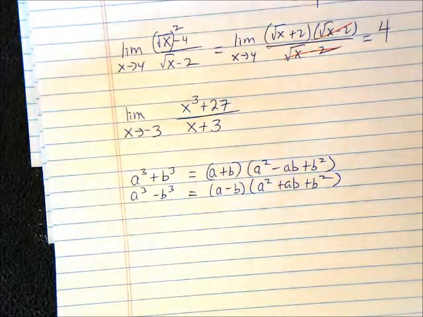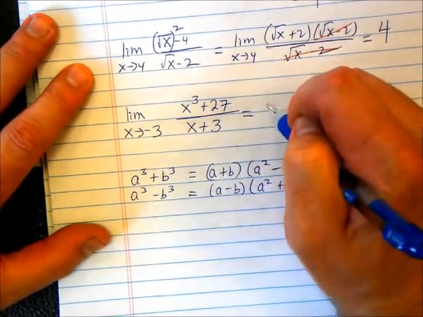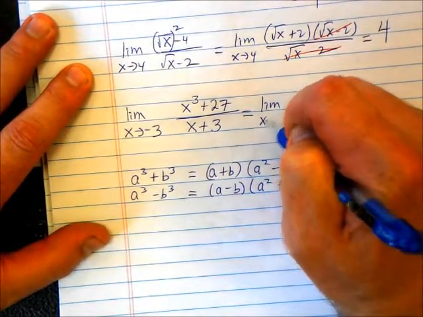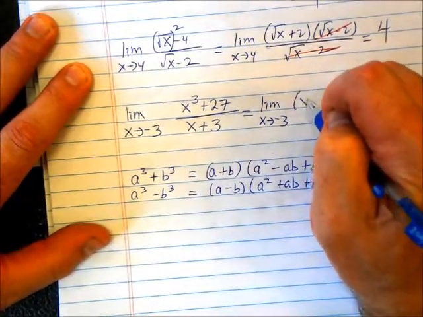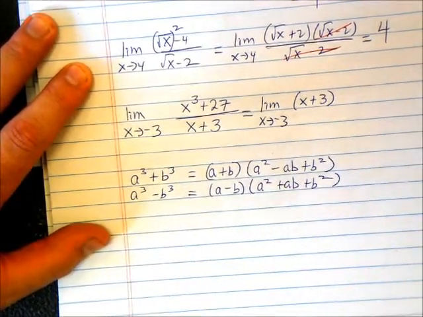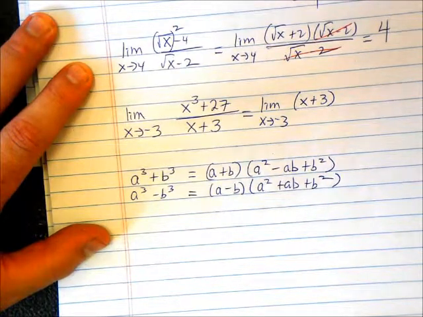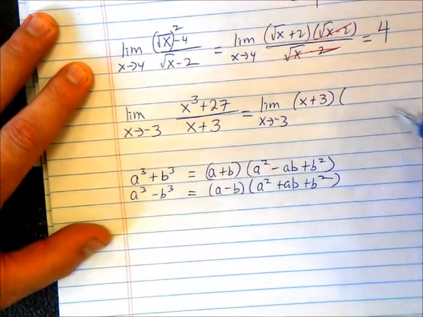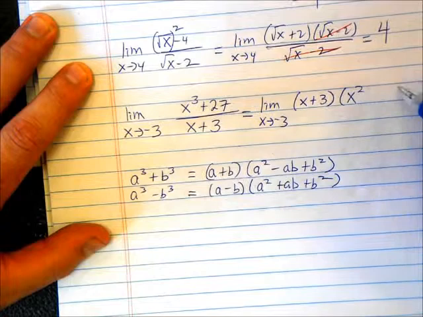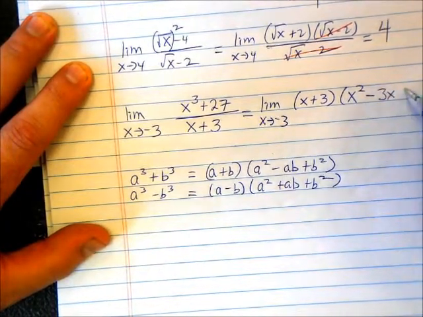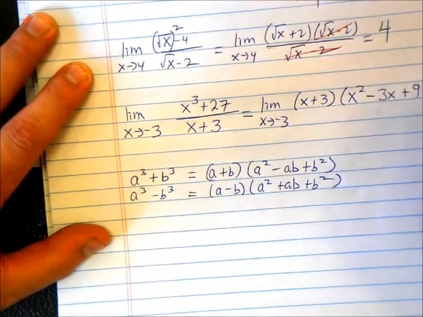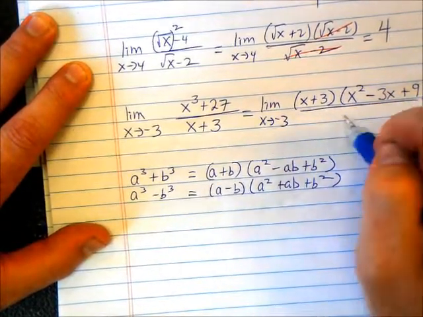All right, well, that allows us to answer this question. So this is going to be the limit as x approaches negative 3 of x plus 3, because 3 cubed would give me 27, times x squared minus 3x plus 9 over x plus 3.